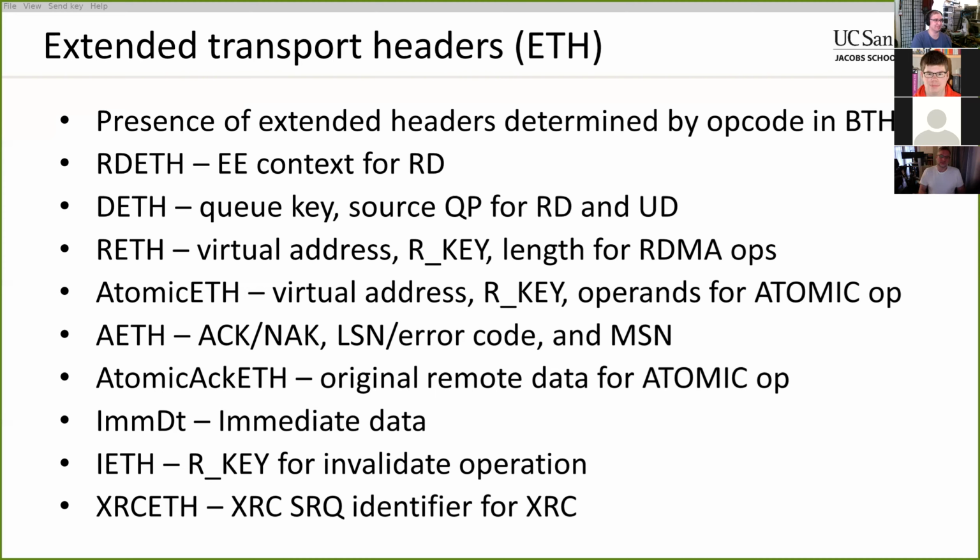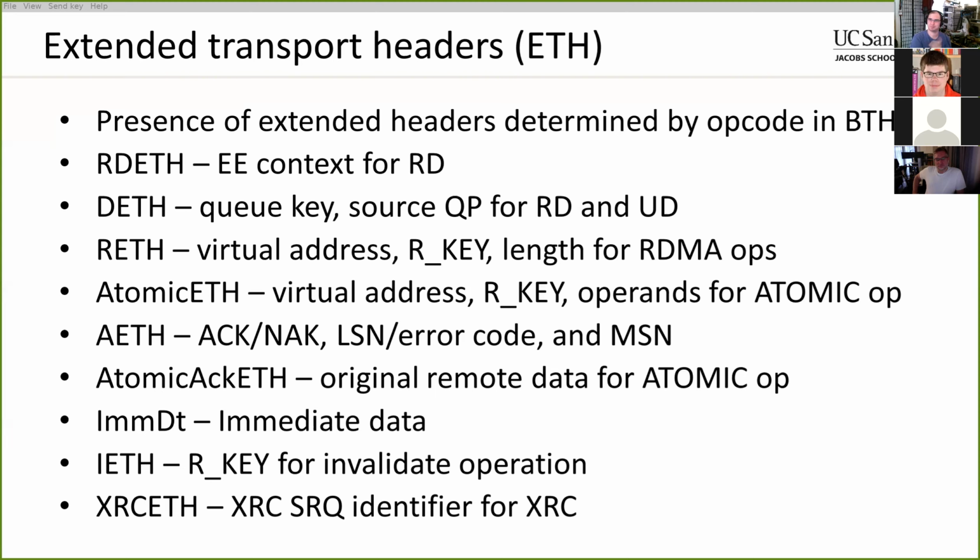Then you have the atomic extended transport header. This contains what you need for atomic operations, which is the same kind of thing. You have the virtual address and R key, and then instead of length, you have the 2 operands for the compare and swap or the fetch and add. And then you have the ACK acknowledgement extended transport header. So this one gives you the ACK or NAK status, error code and a message sequence number. Then you have the atomic acknowledgement extended transport header. And this one includes the original remote data for atomic operations.